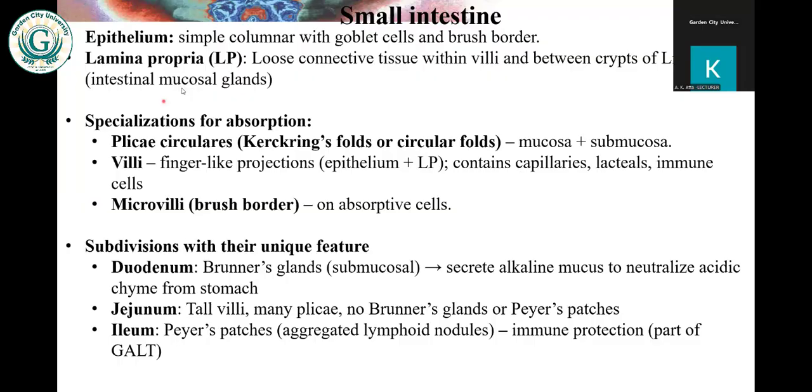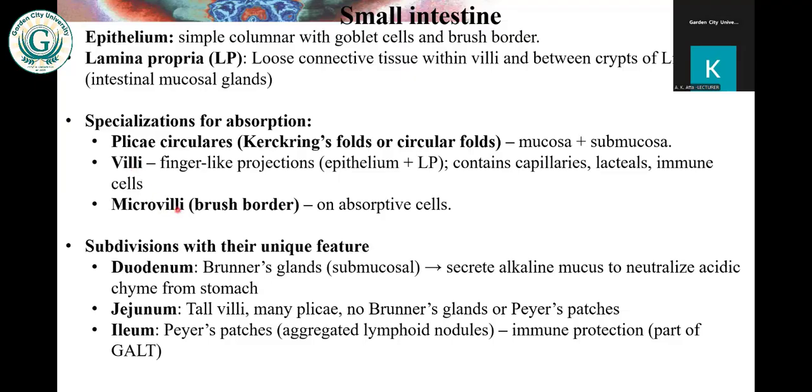Now, how is the small intestine adapted for its function? I mentioned the plica circularis, the circular folds, then the presence of villi, then the presence of microvilli.